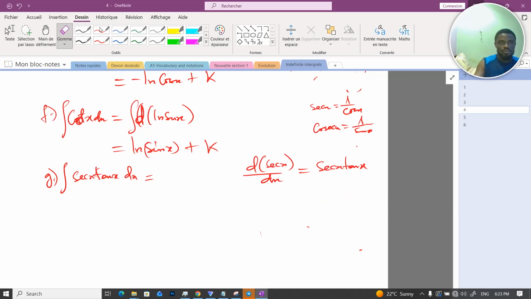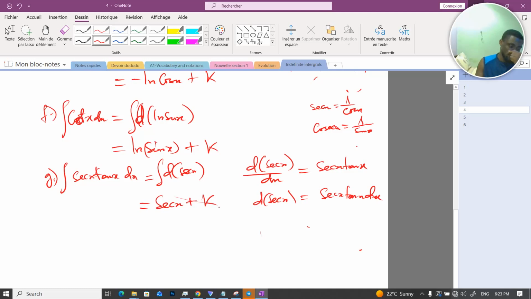So let's get to the task. We can recall that the derivative of sec x with respect to x is simply equals to sec x tan x. So if I'm to make dx the subject, d of sec x will be equals to sec x tan x dx. So I'll just replace this by d of sec x. So the integral of sec x tan x is simply equals to sec x plus the constant of integration.